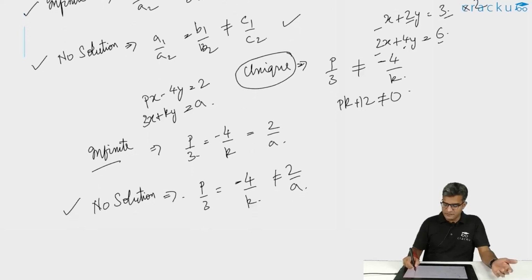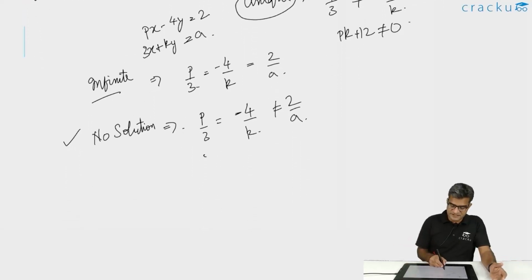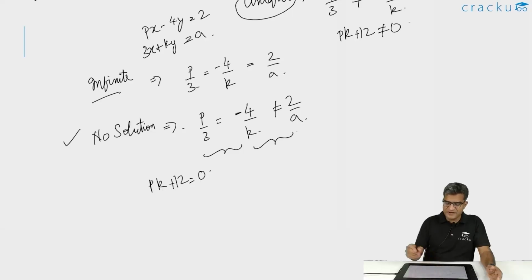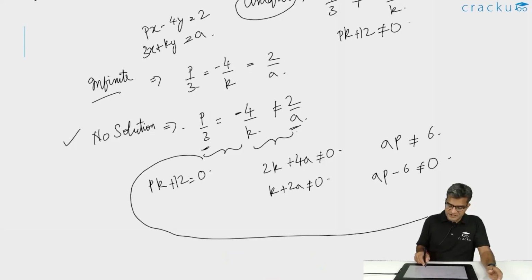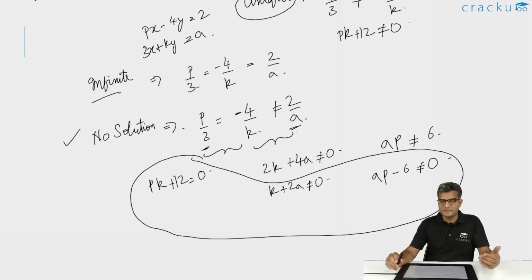So the conditions that have to match, the necessary conditions for this to happen is, first this equality should occur. That is, pk plus 12 has to be equal to 0. Next, this inequality has to occur, which would imply that 2k plus 4a should not be equal to 0, or k plus 2a should not be equal to 0. Similarly, p by 3 should not equal 2 by a. So ap should not be equal to 6, or ap minus 6 should not be equal to 0. These are the three necessary conditions that should occur for this system of equations to have no solution.